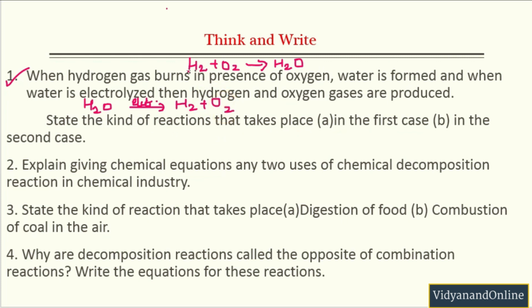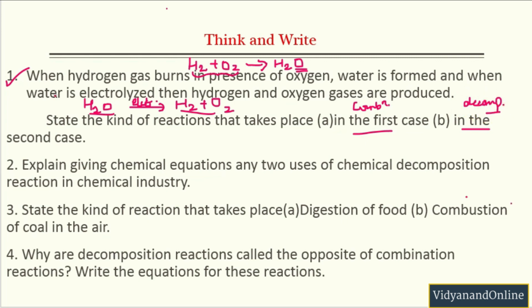So if you can see here, there are two reactants involved and a single product formed. So it would be a combination reaction in first case, whereas in second case only one reactant is there and multiple products are formed. That is why in the second case it would be decomposition reaction.